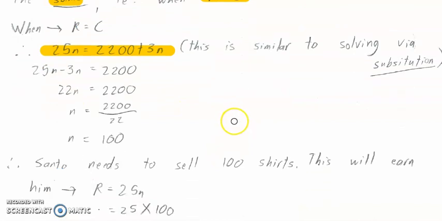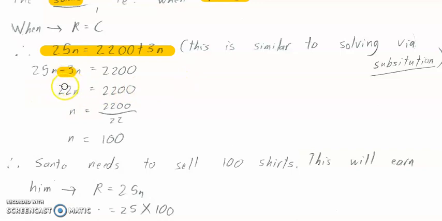So students, like I was saying a few lessons ago, I like to move all my letters, all my variables, pronumerals, to the left, and all my numbers to the right. So I moved 3N over here. What's the opposite of adding 3N? Subtracting 3N. This gives me 25N, take 3N, 22N. 22N is equal to 2,200.